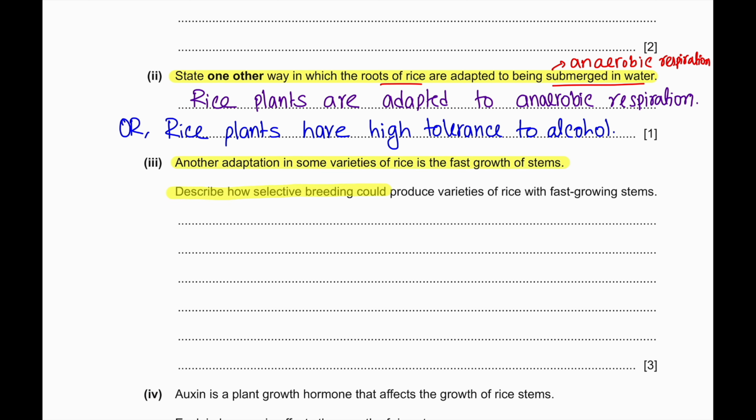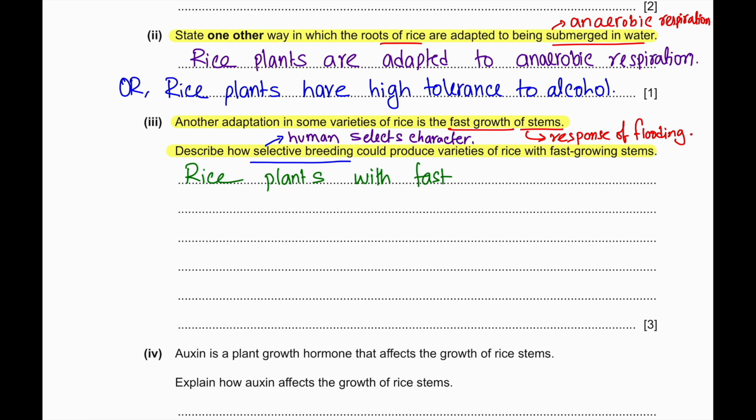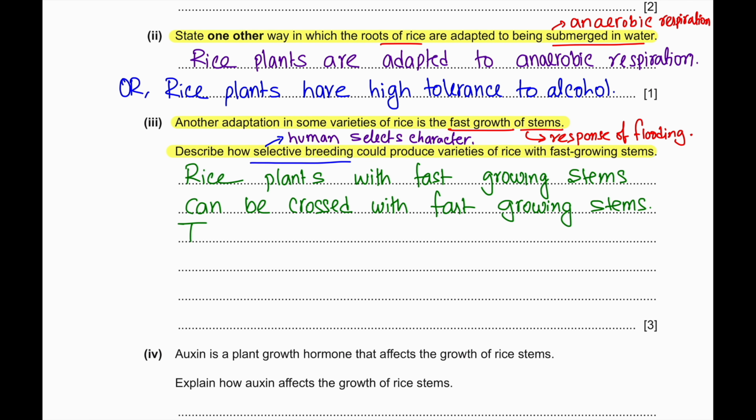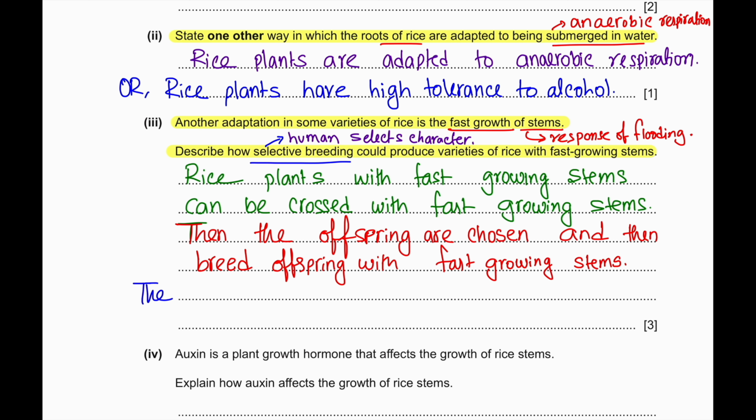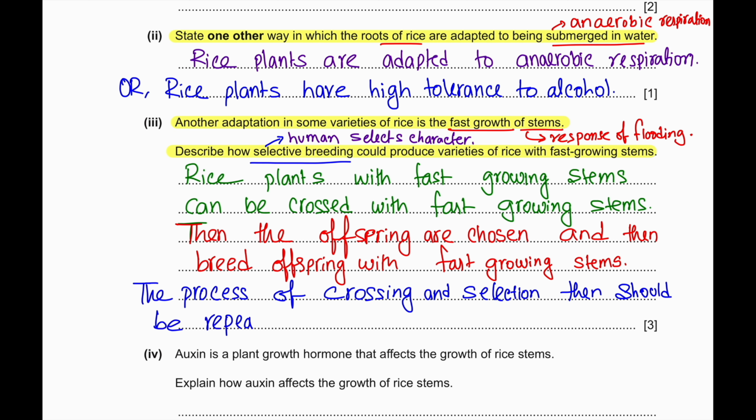Describe how selective breeding could produce varieties of rice with fast growing stems. Fast growth of stems is mainly due to the response to flooding. Selective breeding is the process where a human selects favorable characteristics. Rice plants with fast-growing stems can be crossed with fast-growing stem rice plants. Then the offspring are chosen and bred. Then the offspring are bred with fast-growing stems. Again, the process of crossing and selection should be repeated over many generations to achieve the desired fast-growing stem rice.